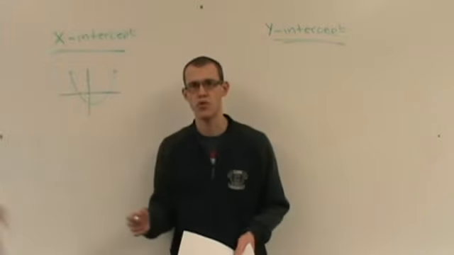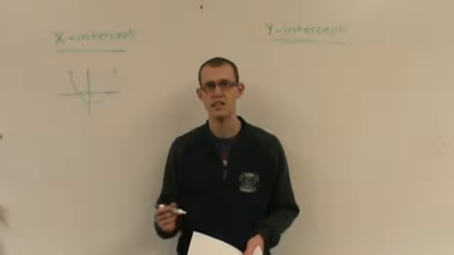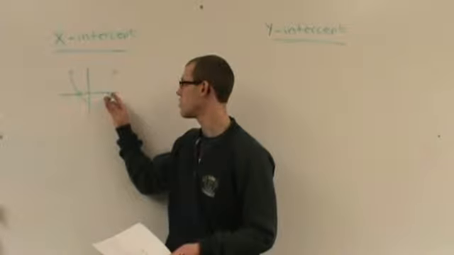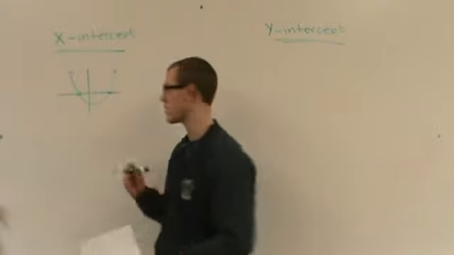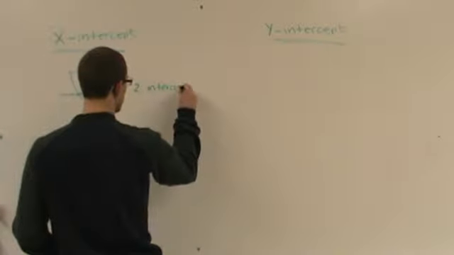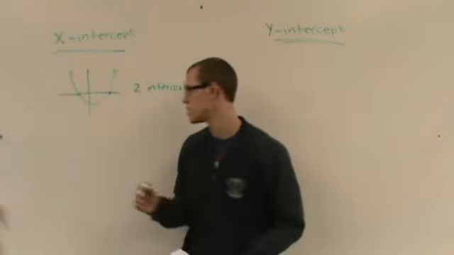Look at this example right here. How many times does the graph cross the x-axis? It crosses it right here once and right here twice. So there's two intercepts. Two intercepts, okay? Let's do another example.